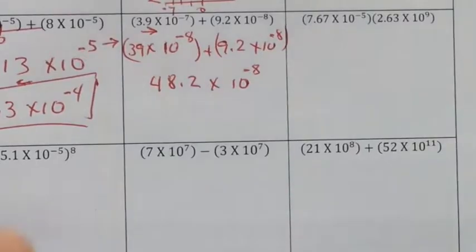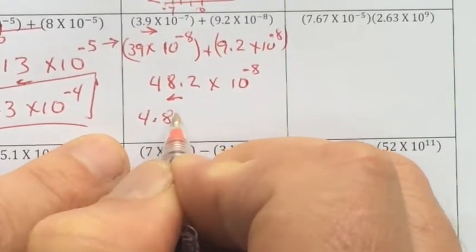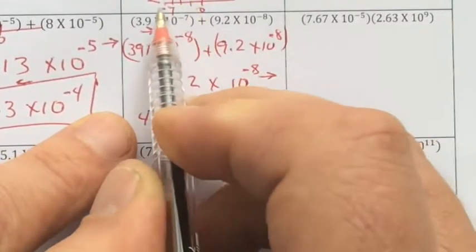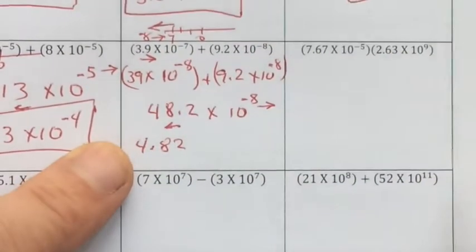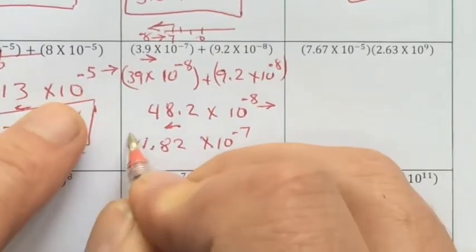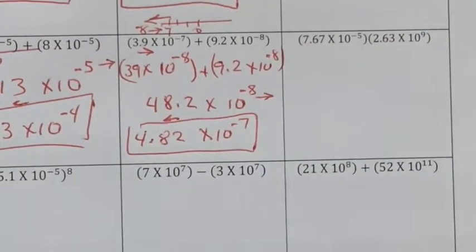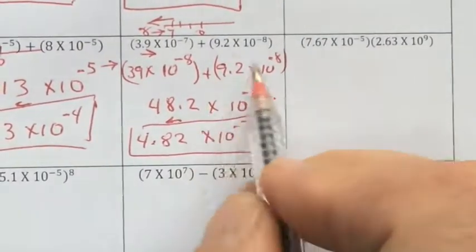Well, that would be good, except we have to fix it, so I'll go 1 that way, so it's really going to be 4.82. That means this one has to go 1 that way. Well, here's our same number line. We're at negative 8, and if we go 1 that way, we're at negative 7. So when you move the decimal, you move the power. So those are the hardest ones.